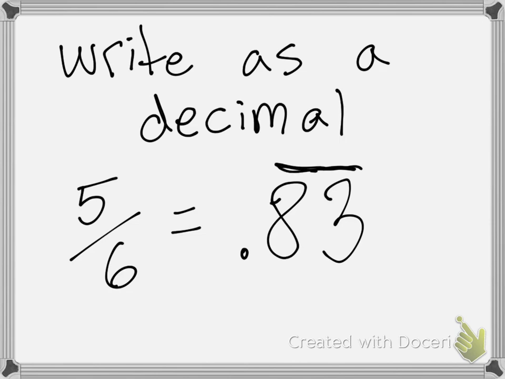Why don't I write it over both of those numbers, though? Why don't I write it over both of them, Chris? Because the 8 doesn't repeat. If I wrote it over that, it would be saying 8, 3, 8, 3. And that's not accurate.